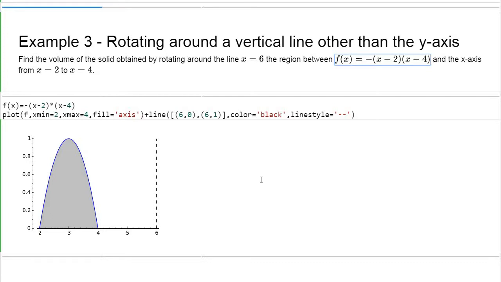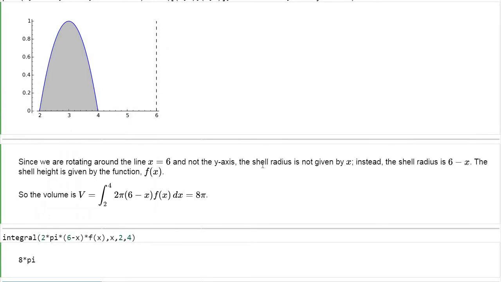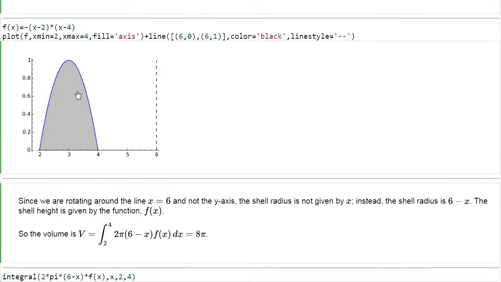But I need my integral to be 2 pi times the shell radius times the shell height. Now the shell height is given by the function, that's f of x. So here's 2 pi. The shell radius now is not given by x. X is the distance from the y-axis to wherever I'm taking my shell. I don't want to do that because I'm not rotating around the y-axis.